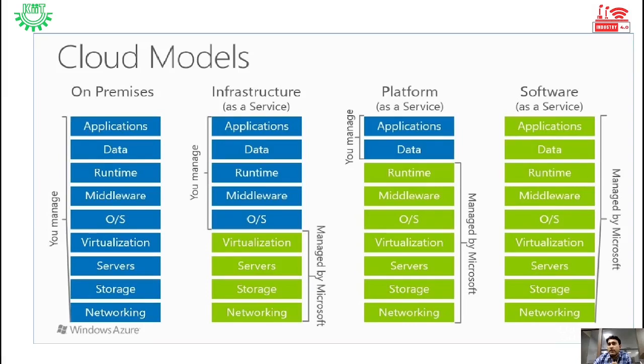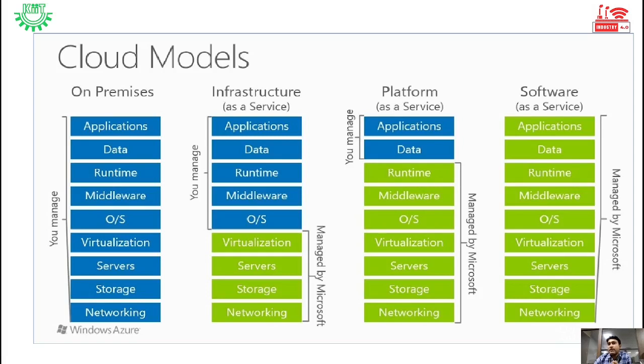When we discuss on-premises, it means all the applications like networking, storage, servers, all the hardware and software are on the premises of the company. The user is actually maintaining everything. Similarly, when we discuss infrastructure as a service, you can see networking, storage, servers, virtualization, these are managed by the cloud service provider, whereas applications, data, runtime, middleware, OS, these are all managed by the user.